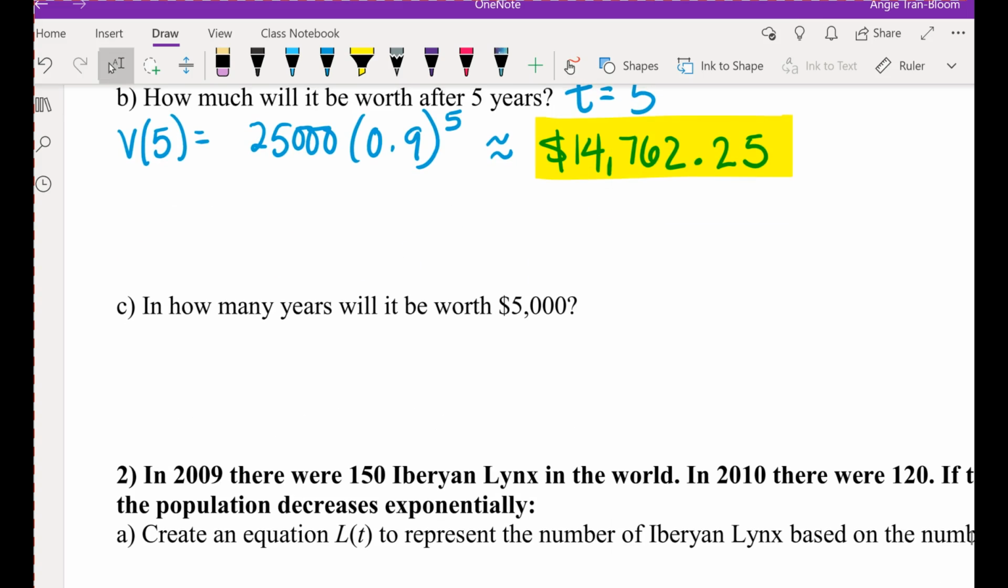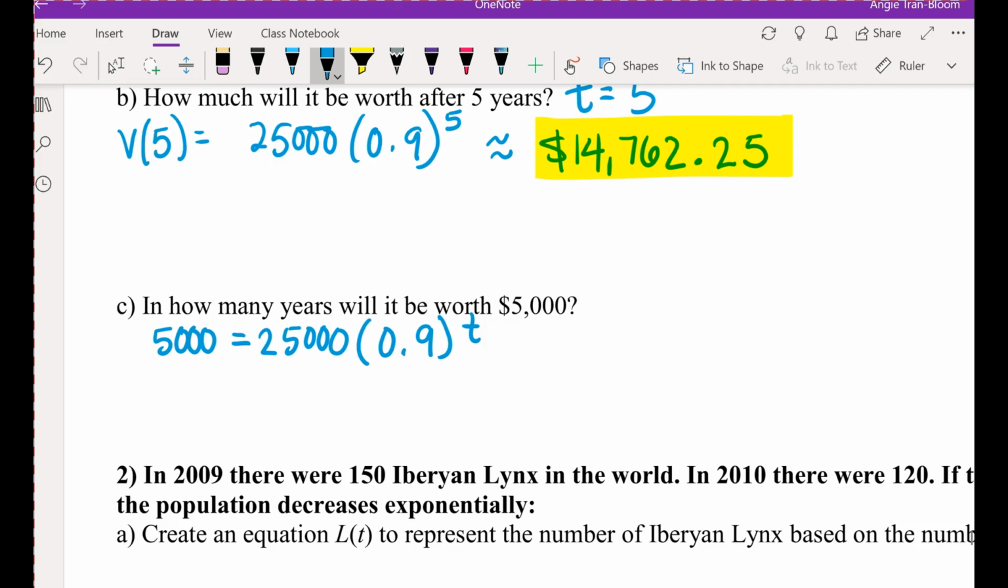Okay. What are we looking for on C? In how many years will it be worth $5,000? We're looking for time. How many years? Time. All right. What do we do with the 5,000? We put it in for V. That's right. 5,000 equals 25,000 times 0.9 to the T. What variable are we solving for? T. Beautiful.